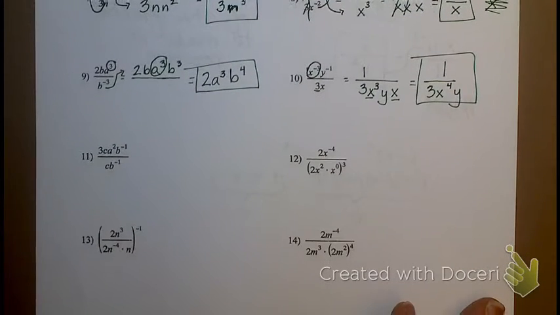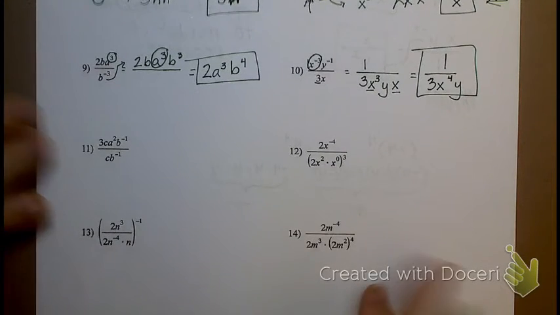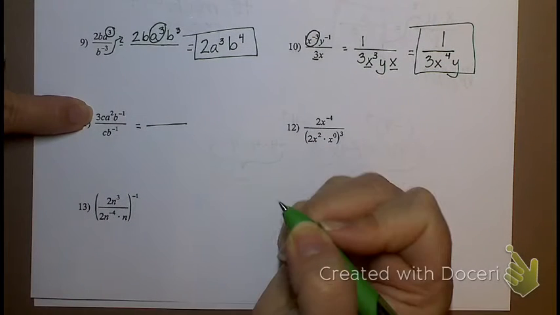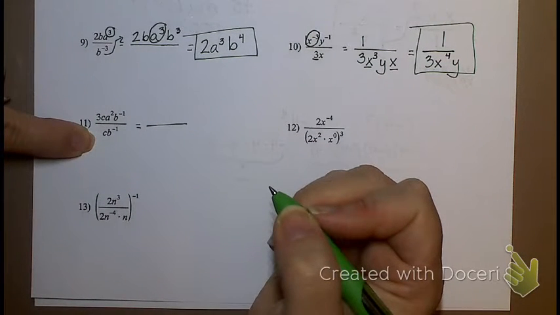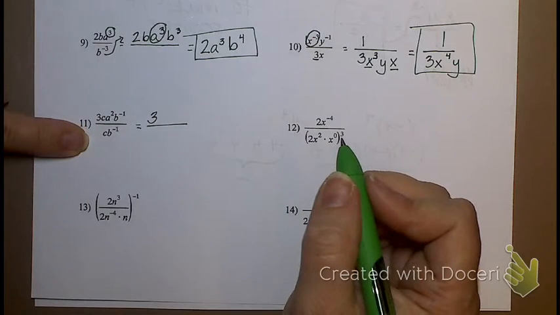Now, 11 I tried to make harder by doing what? Throwing in a third letter for you. But does that really make it more difficult? No, you're really still just seeing, is it staying or moving? Staying or moving? So let's see. Looking at the coefficients, I have a 3 on the top and no coefficient on the bottom. So I think that 3 is stuck. Can't do anything with it.